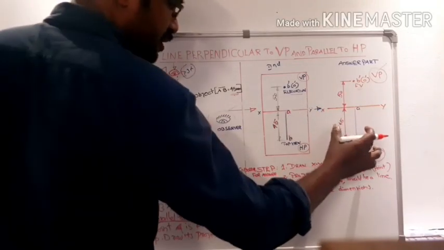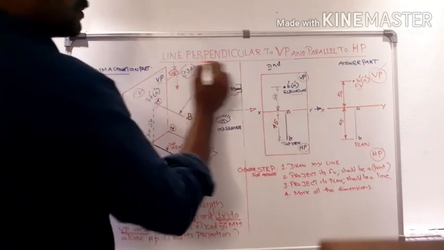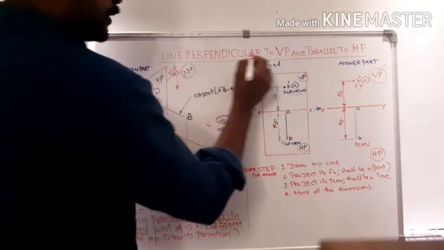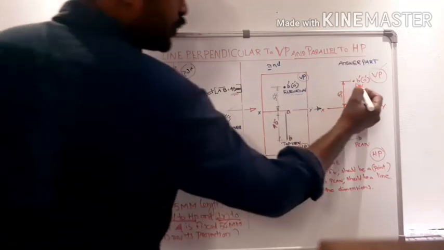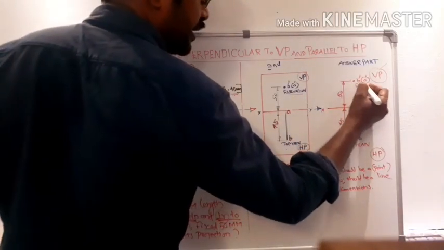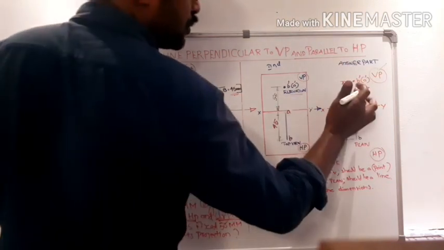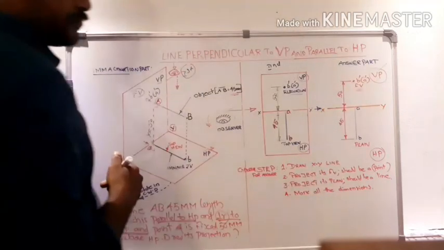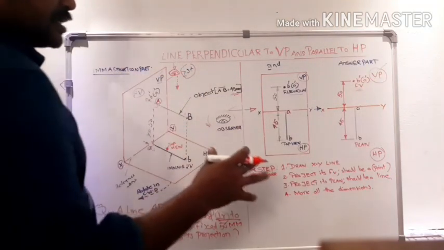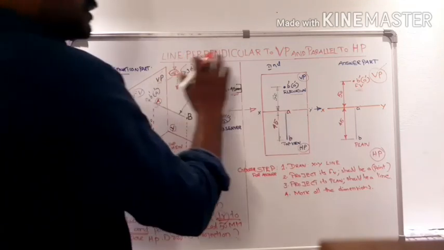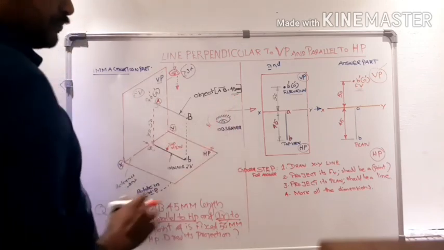One thing to remember when handling this type of projection, that is, a line lying perpendicular to VP and parallel to HP: the front view should be a point and the plan should be a line. That is the speciality of a line which is perpendicular to VP and parallel to HP. Okay.